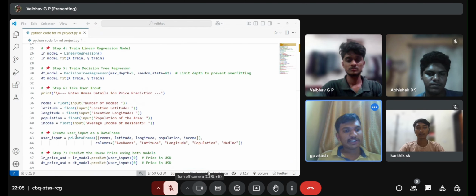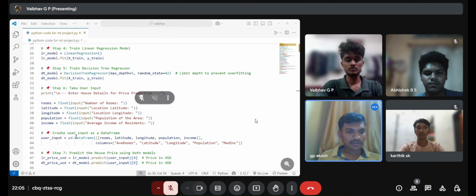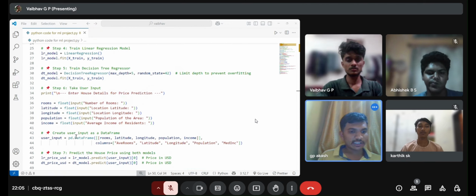Step number 5, train a linear regression model. How does linear regression work? It finds a best fit line that predicts the house price based on features, using the equation as mentioned in the code, and fitting the model. Fit learns the best parameters from the training data.